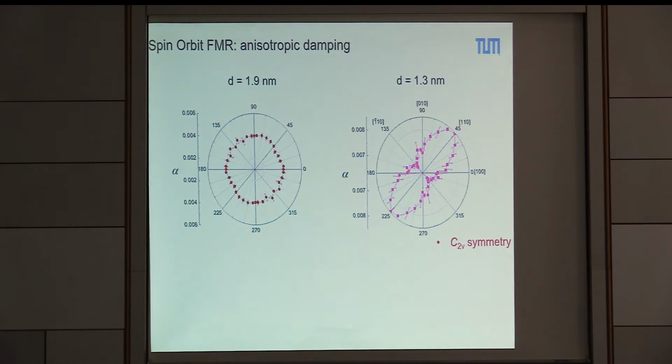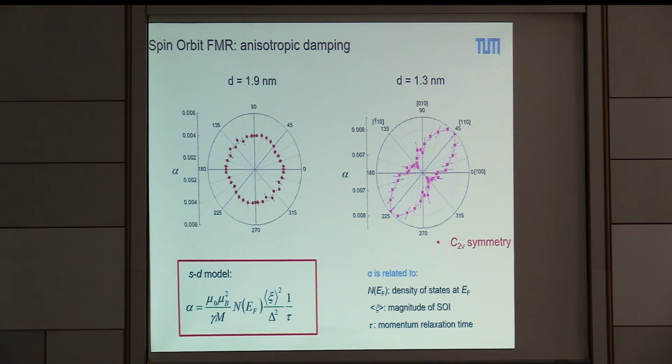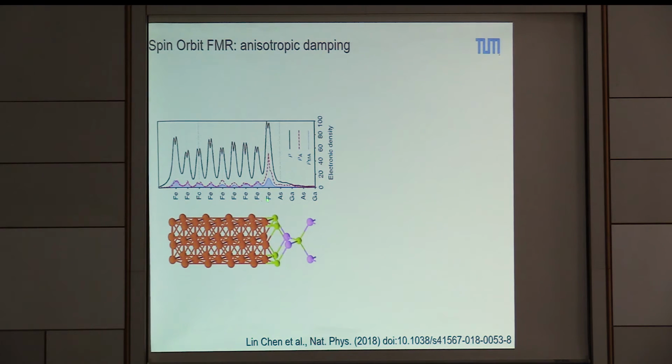All right, so we can plot this now as a function of angle. You can see for the thick sample it's basically isotropic, but for the thin one you see C2V symmetry. Big surprise. And now we can look at where damping comes from in the breathing Fermi surface model by Kambersky. If you're in the high temperature regime, it grows like 1 over tau, the scattering momentum relaxation time. This is the strength of the spin-orbit interaction, and this is the density of states at the Fermi energy.